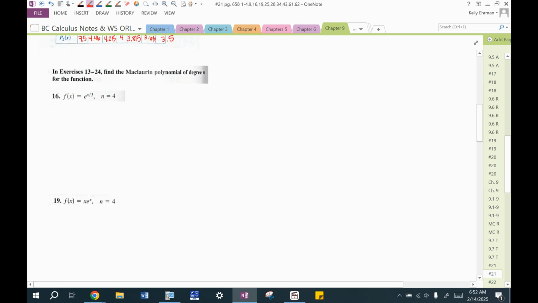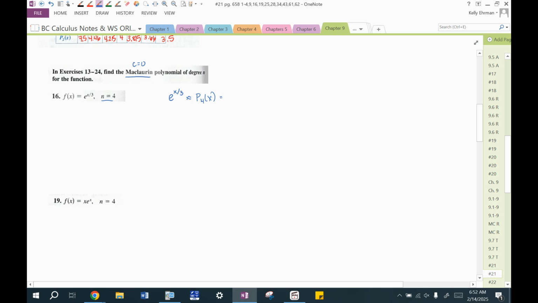All right, now for these problems, find the Maclaurin polynomial. So Maclaurin means center is 0, of degree n for the function. So how do we build a Maclaurin polynomial? This one wants a degree 4. So what we are saying is e to the x over 3 can be approximated by p4 of x.